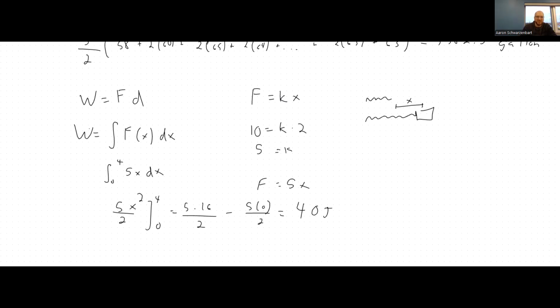A joule is a newton times a meter. The force is in newtons. Distance, every time we integrate, we multiply by that unit. Does that kind of make sense? That's 7.1.